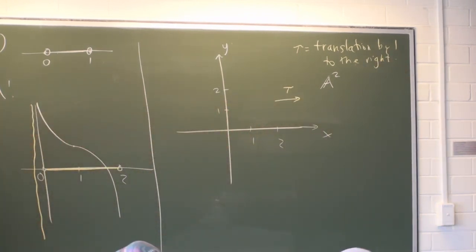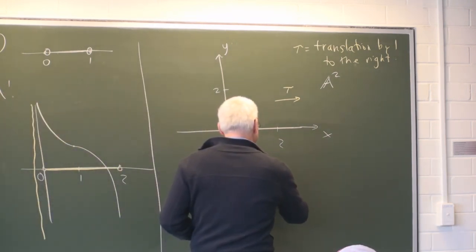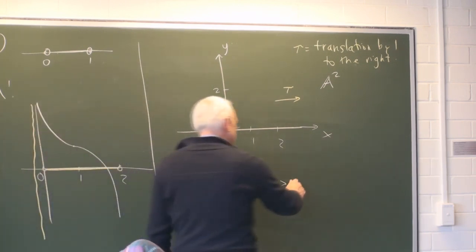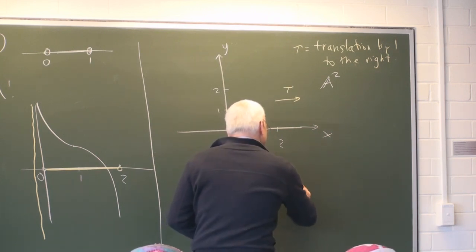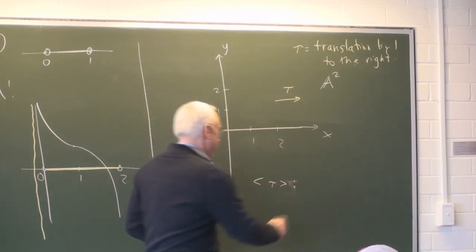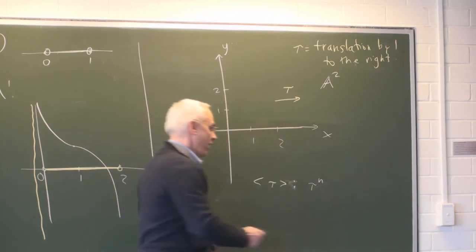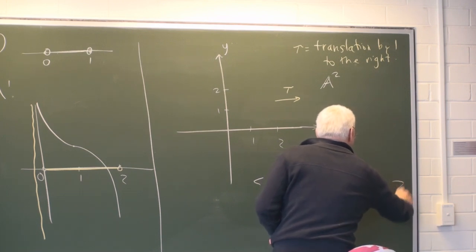And we can compose that with itself, so we get the group generated by tau, which we can sometimes write like this. It consists of things of the form tau to the n, where n is an arbitrary integer.